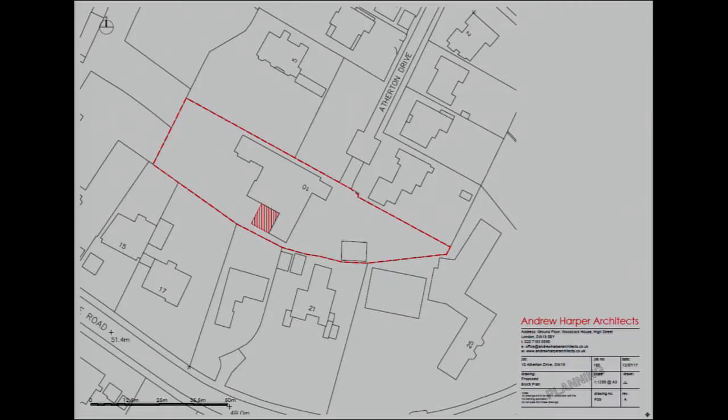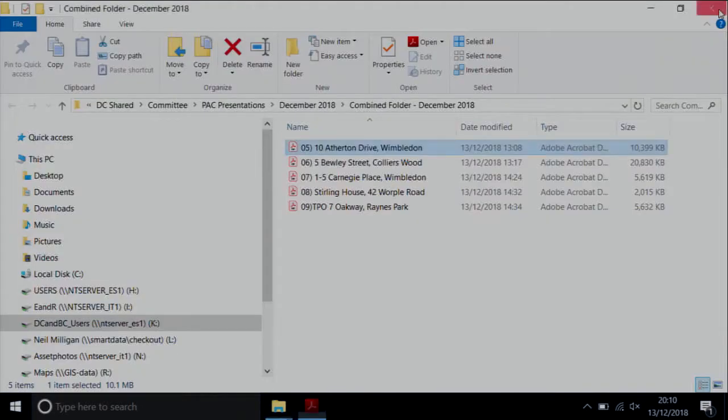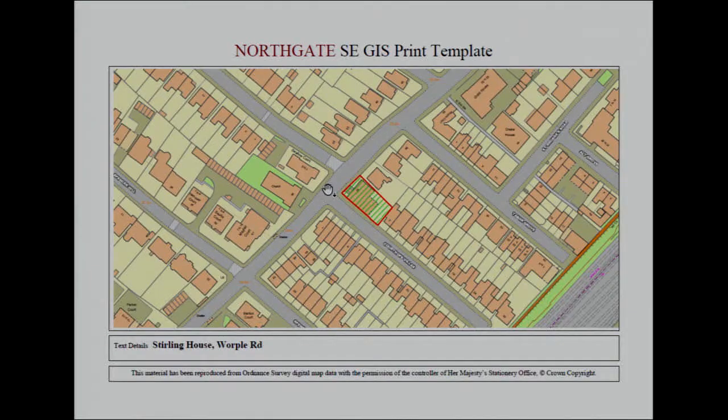Thank you. So we now move on to agenda item 8, which is Sterling House. Thank you, Chair. The application site is located on the junction of Warple Road and Courthope Villas. It comprises a detached office building with undercroft parking. The site's surroundings consist of residential plots.